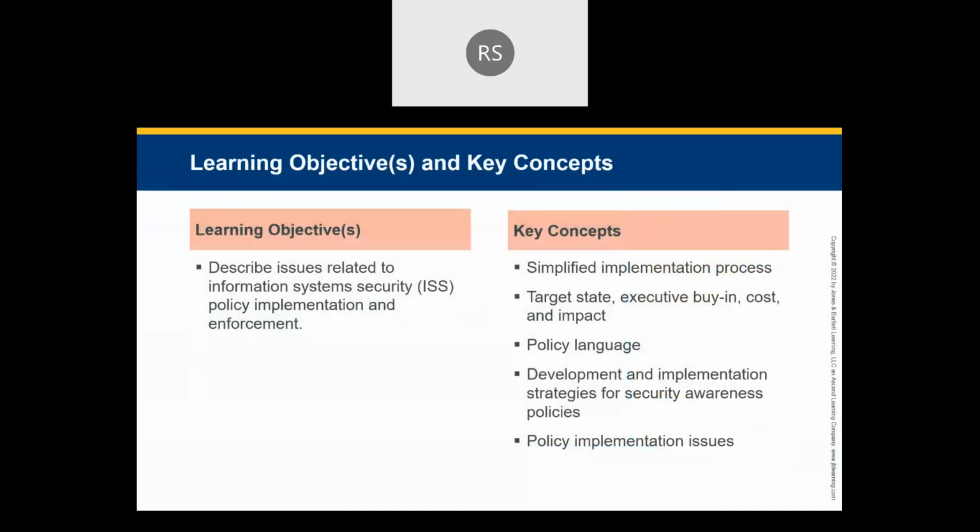We're going to start by discussing the simplified implementation process, which involves identifying the target state, gaining executive buy-in, assessing the cost and impact, and aligning the policies with the organization's goals.